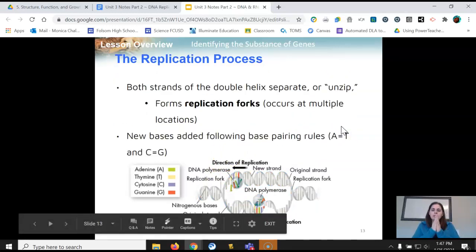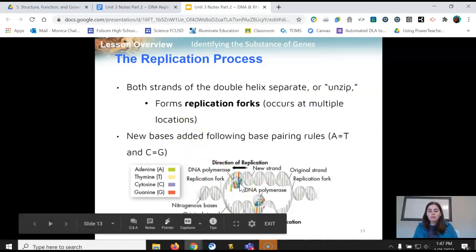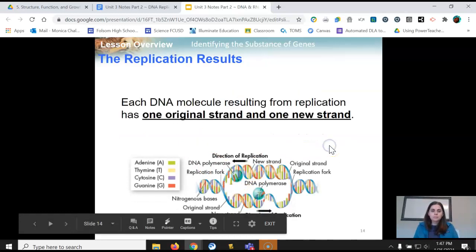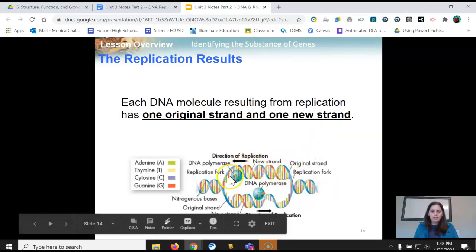Next, both strands of the double helix separate or unzip. They form a replication fork. In eukaryotic cells, this is going to occur at multiple locations on the same strand of DNA. New bases are added following the base pairing rules, and you'll have new strands being replicated all over the cell. Each DNA molecule resulting from the replication has one of the original strands and one new strand. So that hopefully is making some sense. We've kind of hit this a few different times now. So we have our original strand on the outside, new strand on the inside, the replication fork right here, meaning it's not yet paired. Okay.